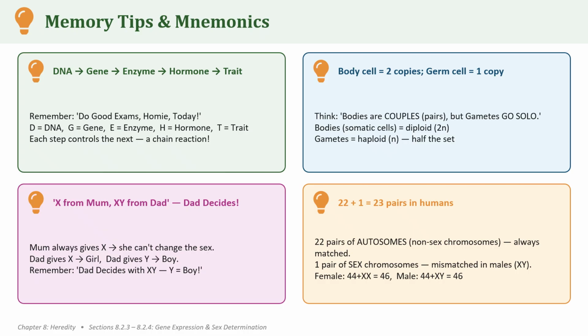So 22 plus 1, that is 23 pairs in human beings. 22 pairs of autosomes, that is the non-sex chromosomes, are always matched. But one pair of sex chromosomes is mismatched in males, that is XY. So 44 plus XX, that is 46 in a female. In a male, it is 44 plus XY, 46.